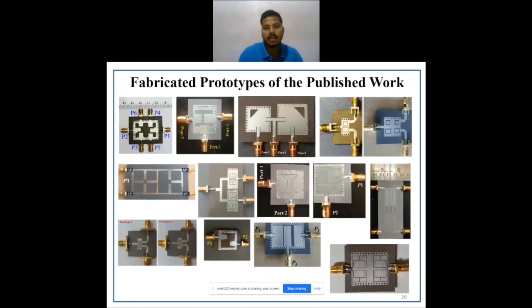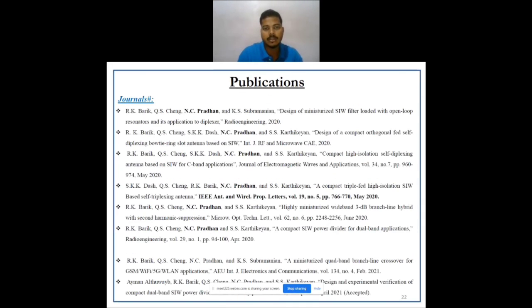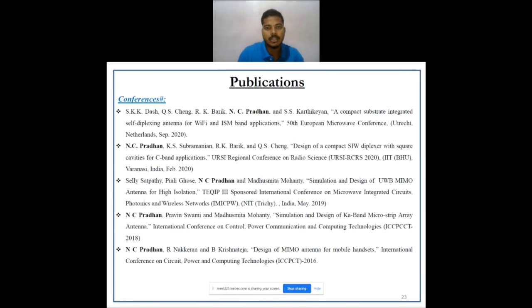So these are the fabricated prototypes for the work published during my PhD research. Around 13 prototypes I have fabricated, starting from 6 devices. This is my publication list. The first two are under review, and the others were published in AWPL, IEEE. The second one was published in IEEE MWCL, and other applications were published in journals. I am the author of IEEE transactions papers. This is my publication list, and these are the conferences where I have published.